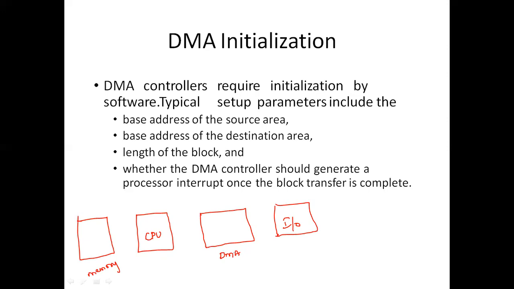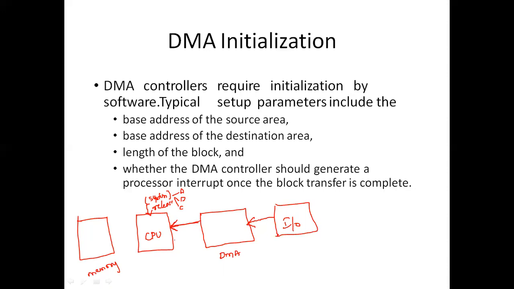Suppose an IO device requests DMA for transfer of data. What DMA does is request the CPU to release the buses. Why? Because of the system bus. What do we mean by system bus? The system bus is a combination of the address bus, data bus, and control bus. All of the system bus is under the control of the CPU. Now DMA requests the CPU to release the buses.